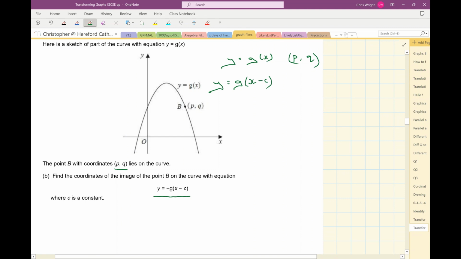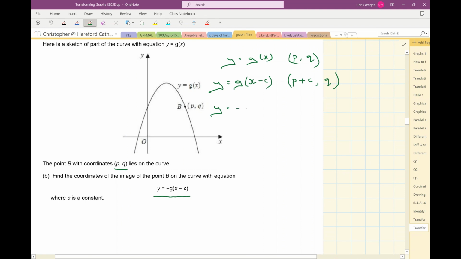Well, first of all, it's inside the bracket, isn't it? So it would be a change to the x-coordinate. The x-coordinate would move the way we wouldn't expect. So the x-coordinate isn't going to have c subtracted from it. It's going to have c added to it. And the y-coordinate would remain unchanged.